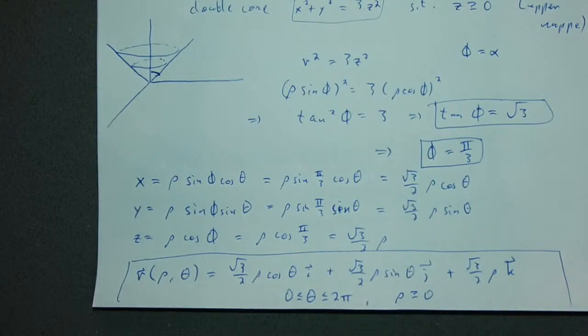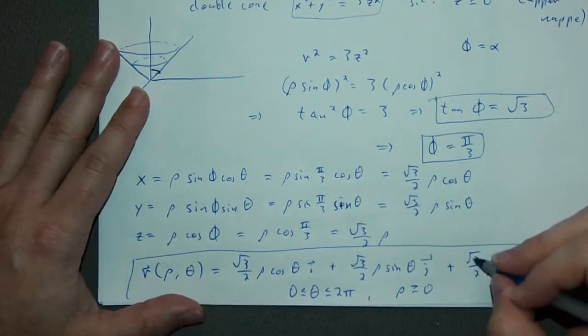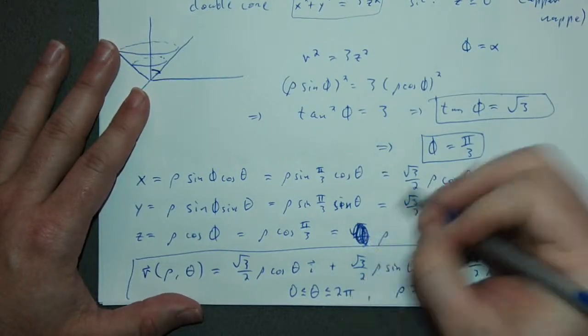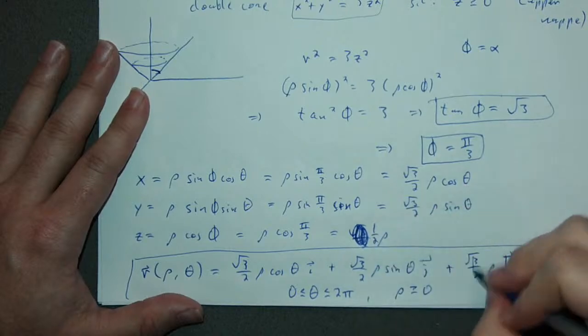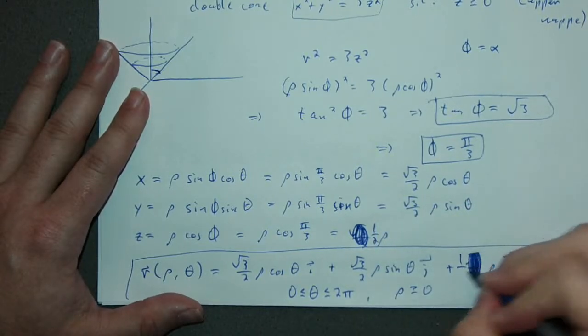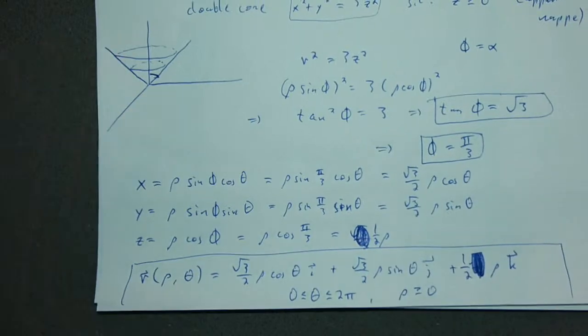Oh, yes. Why did I do that? Here, this is not root 3 over 2. This is 1/2. Yes. Copying myself too much. This is 1/2. There we go. The chat corrected me. Okay, all right, so that's how this works.